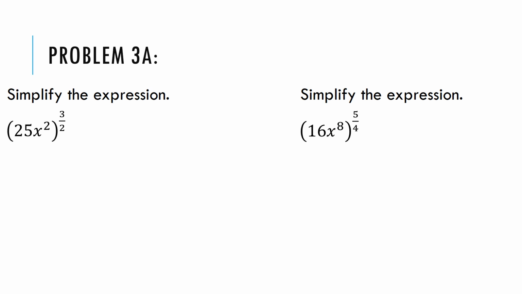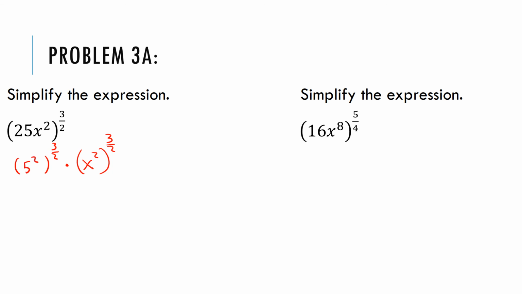Well, what happens if you have variables? Same idea. Going to go step by step with you. First thing I want to do is set it up. So I have a set of parentheses for the 25, 3 over 2, and then times x squared to the 3 over 2. I basically used the distributive property with my exponent. So now I got to figure out what number squared gets me 25.